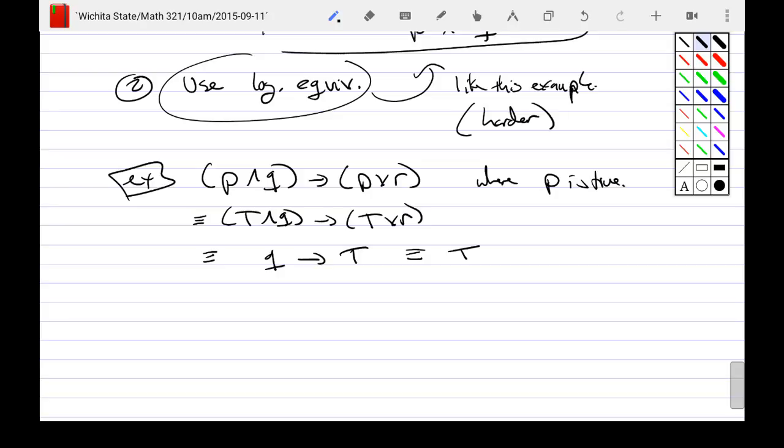Right? That'd be something along the lines of using logical equivalencies. You don't have to name what you did, like I used domination, I used identity, I used distribution, I used De Morgan's. Just know what you did. You don't have to necessarily remember the name.